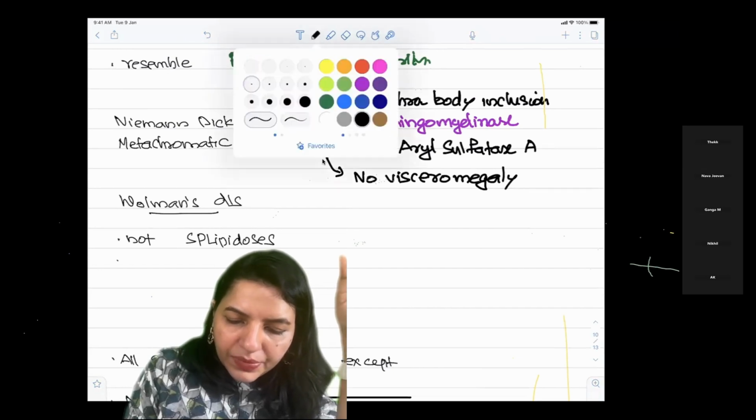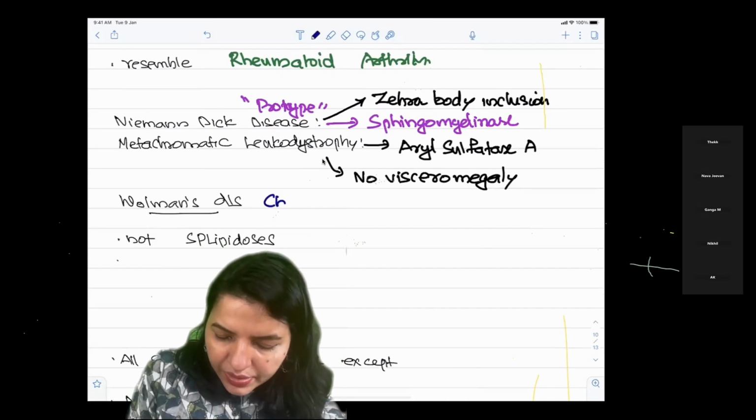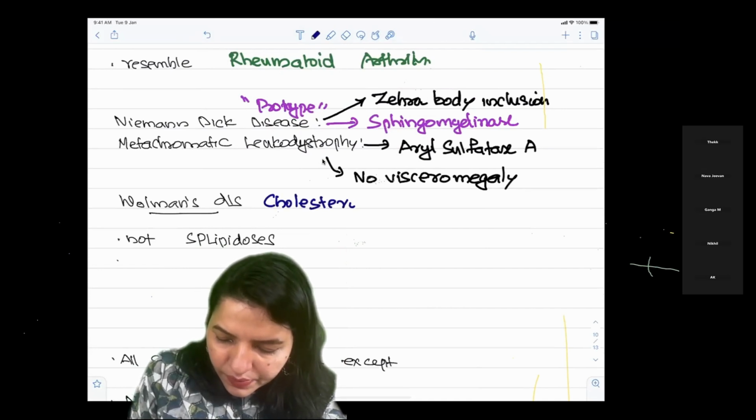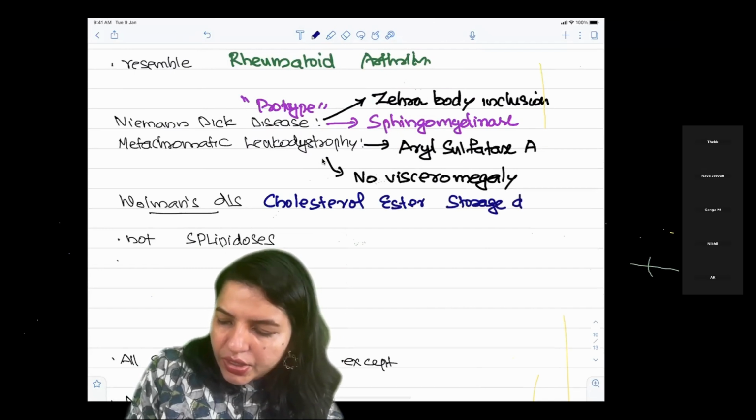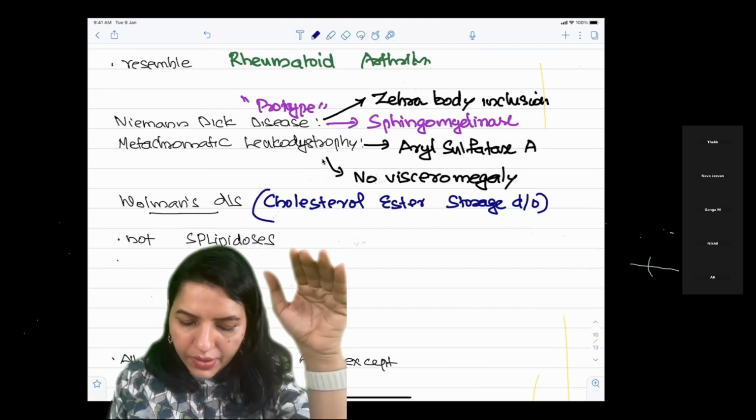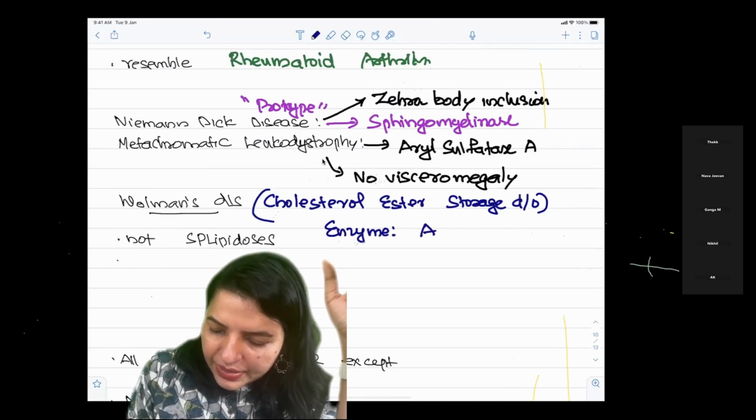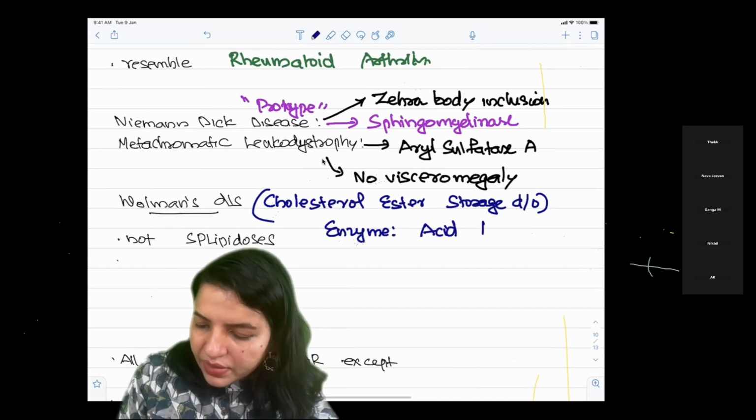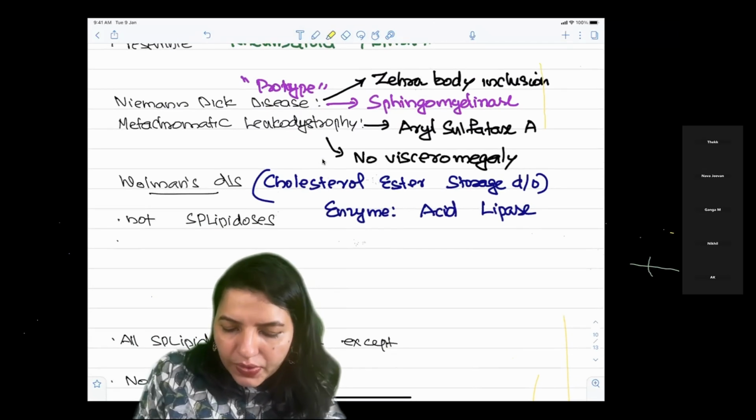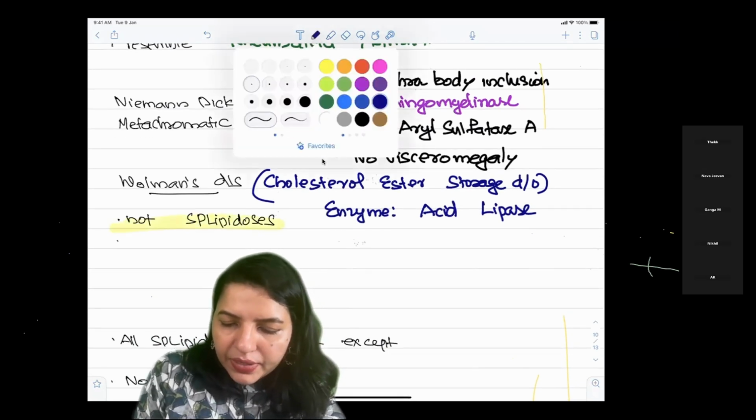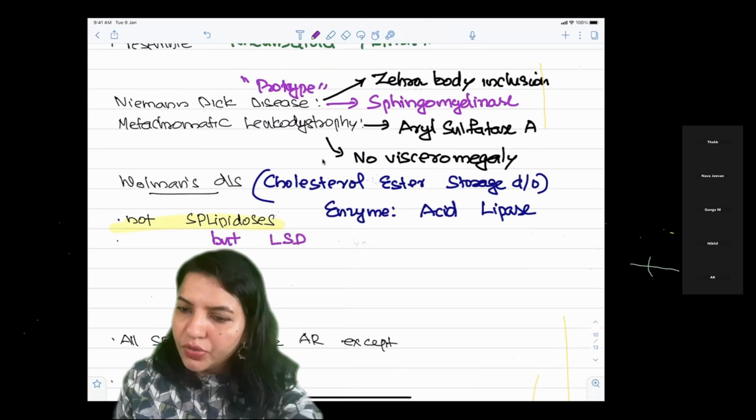So now I'm going to a disorder called Wolman's disease, which is otherwise called cholesterol ester storage disorder. The enzyme defect is acid lipase, since it is a lysosomal enzyme. Remember, this is not a sphingolipidosis, but this is a lysosomal storage disorder.